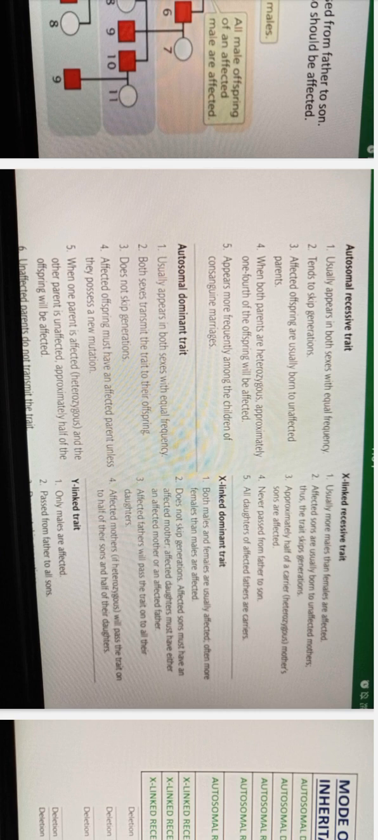X-linked dominant: usually both sexes are affected, and it does not skip generations. Y-linked trait: only males are affected, passed from father to all sons. X-linked recessive trait: usually more males than females are affected. Affected sons are usually born to unaffected mothers. Thus, the trait skips generations.